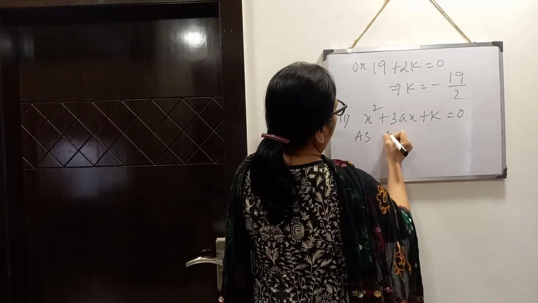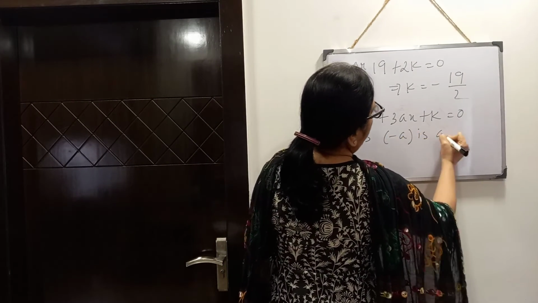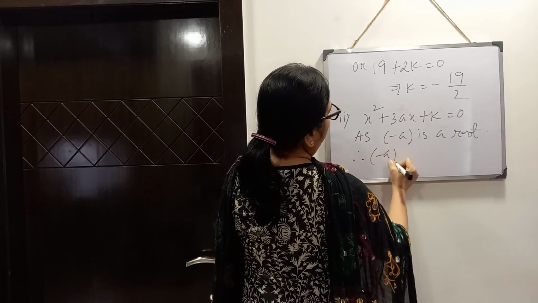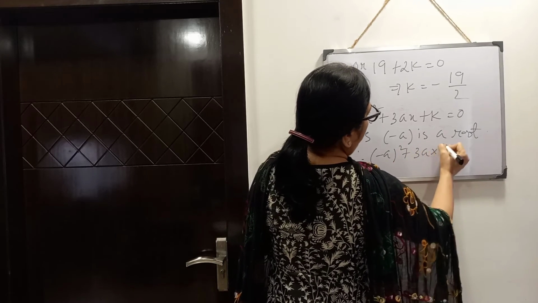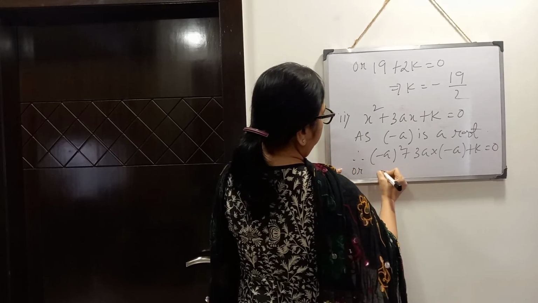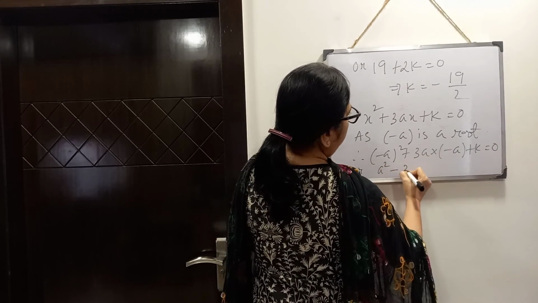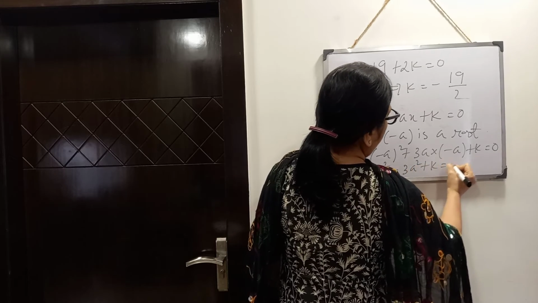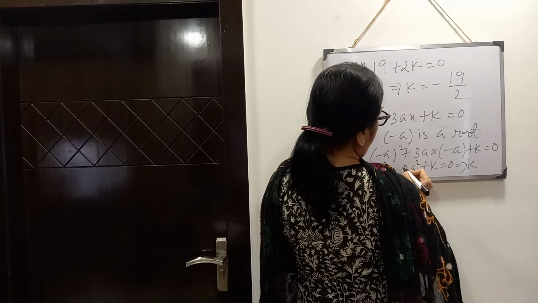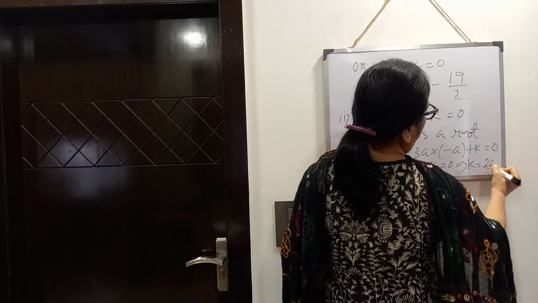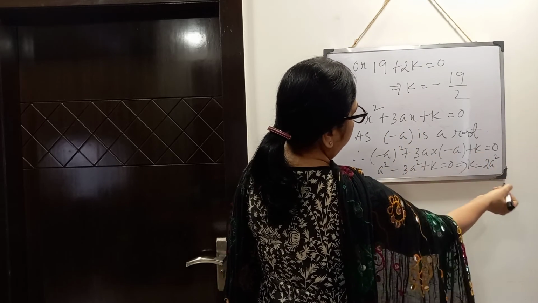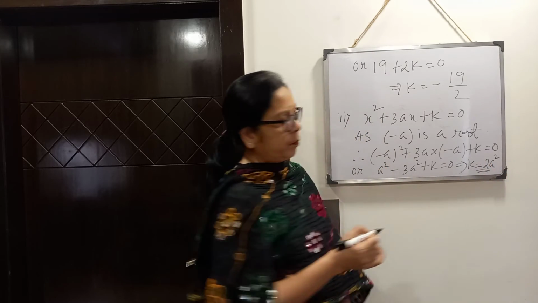So as minus a is a root, what we can write? Minus a whole square plus 3a into minus a plus k equal to 0. Or a square minus 3a square plus k equal to 0. Implies k is coming here, minus 2a square is coming, it will go that side, so it will become plus 2a square. So value of k is coming 2a square.